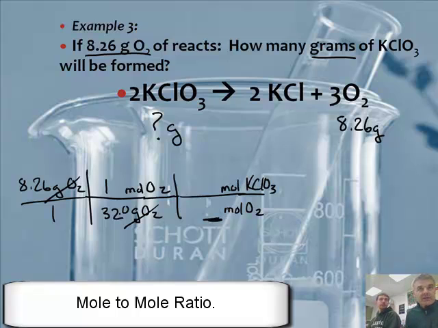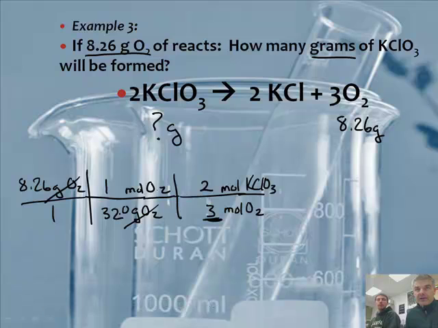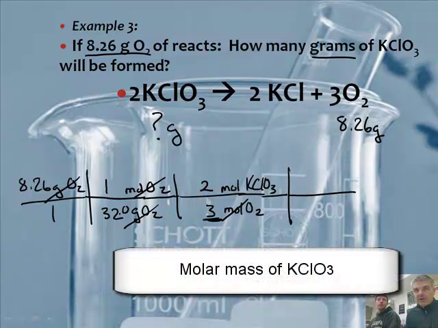Now I get this from the balanced chemical equation. So this will be a 3, and this will be a 2, and the moles of oxygen cancel. I've got one more step because I was asked to find grams. Now we need to go from moles to grams, so we use the molar mass. This time, moles of KClO3 to grams of KClO3.